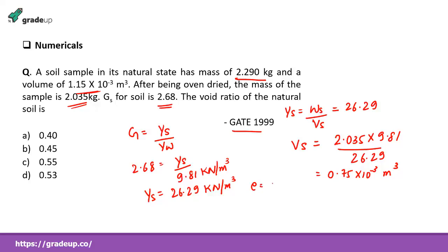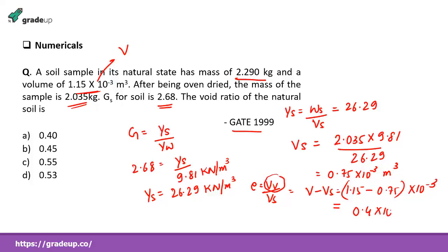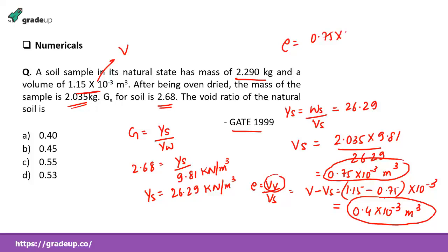Now as we have to find the void ratio, that is e, volume of void to the volume of solid, we have to find volume of void. This will be equal to total volume minus volume of solid, that is total volume in natural state, 1.15 minus 0.75 into 10 to the power minus 3. This value comes 0.4 into 10 to the power minus 3 meter cube. Now we have obtained the volume of void, and we have also got the volume of solid. So the ratio is e is equal to 0.4 into 10 to the power minus 3 divided by 0.75 into 10 to the power minus 3. This ratio comes 0.53. So the correct option is D, 0.53.